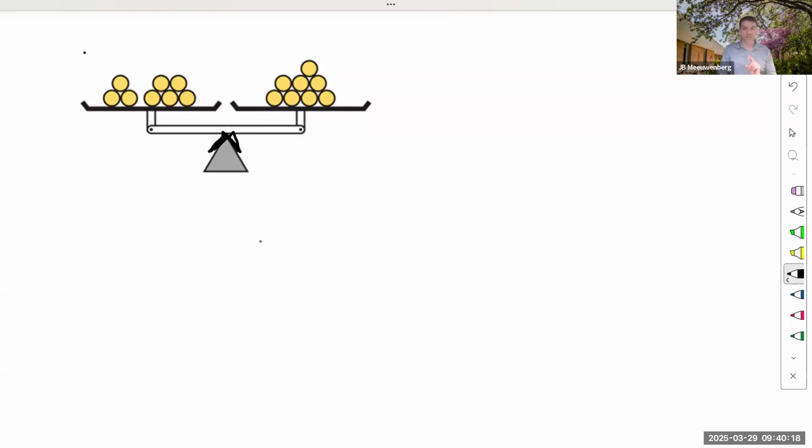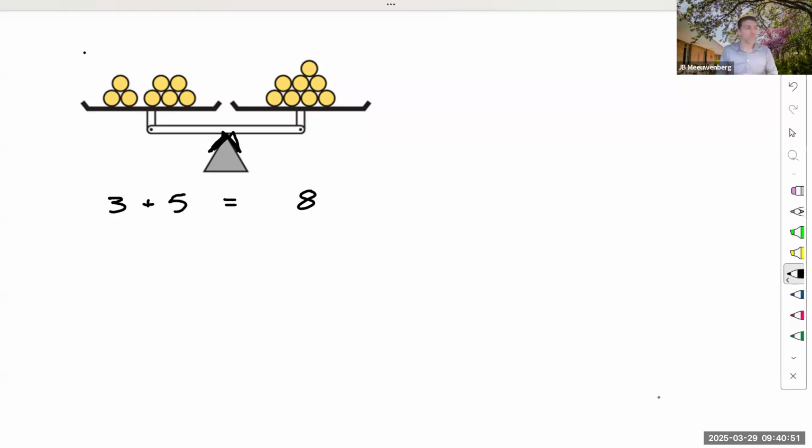What this balance scale is illustrating is this statement: 3 of those little balls plus 5 of those little balls is equal to 8 of those little balls. We can all recognize that that is a true statement. 3 plus 5 does equal 8. Here we just have the sum listed, and here we have the total once you've completed that sum. So that's a great way to start the process.